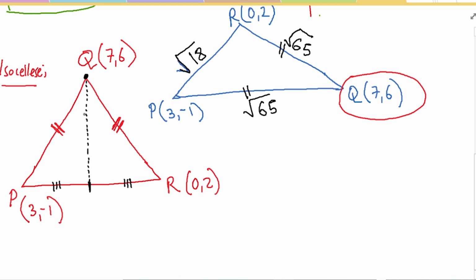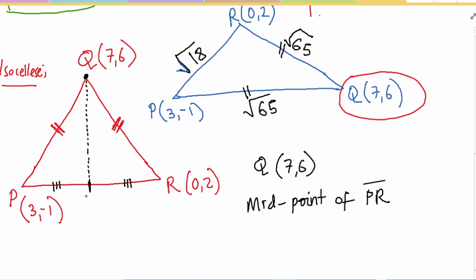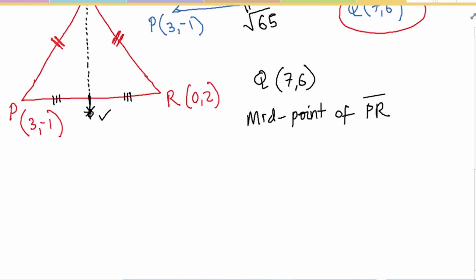The question requires us to find the equation of the line of symmetry. In other words, the line of symmetry is passing through two points. It's passing through the point (7, 6), and it's also passing through the midpoint of PR, this point here. We already know the first, now we need to find the midpoint of PR. After finding the midpoint of PR, we shall be able to find the equation of the line of symmetry. So let's first find the midpoint of PR.